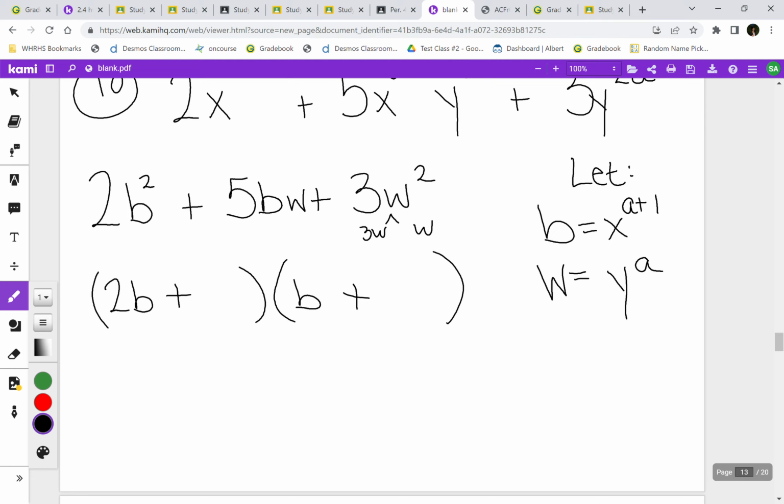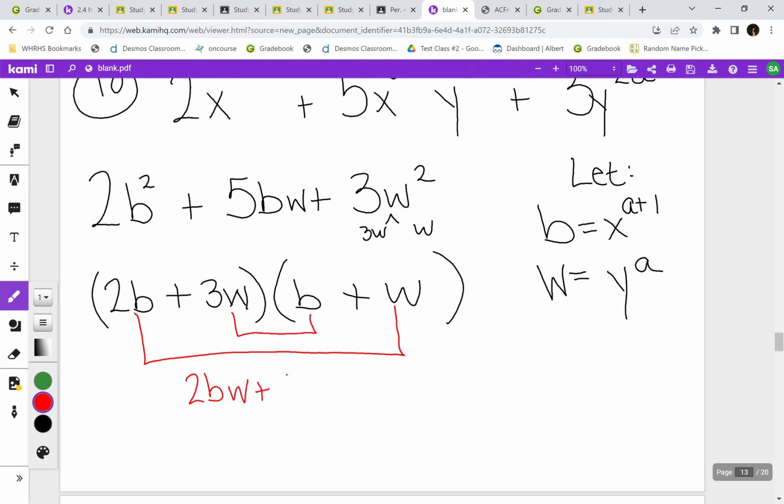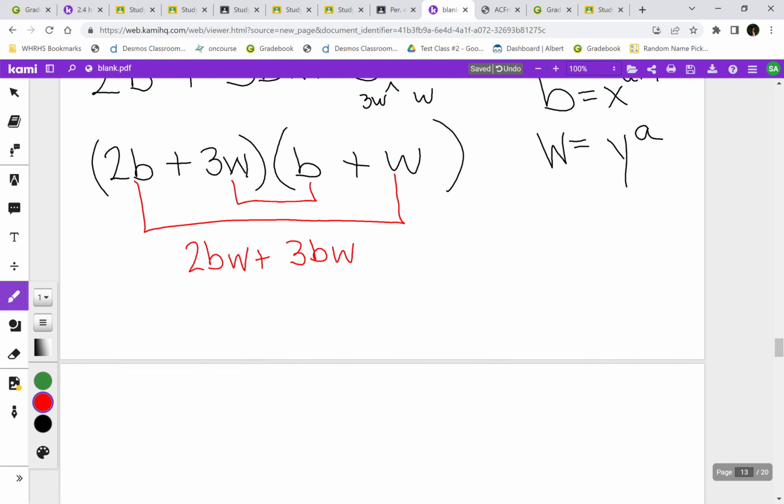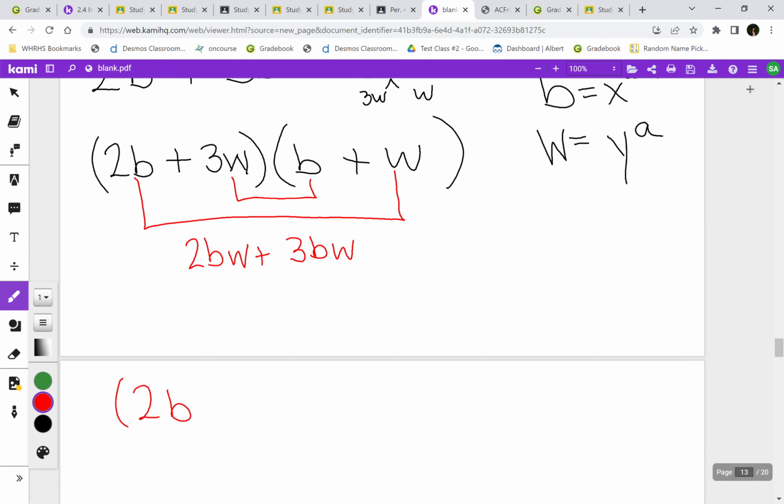So I'm going to put the 3w with the 2b, and then the w here. Let's check that. 2b times w is a 2bw. 3w times b is a 3bw. What's 2bw plus 3bw? 5bw. Isn't that what we wanted? So now we have our factored form: 2b plus 3w times the quantity of b plus w.